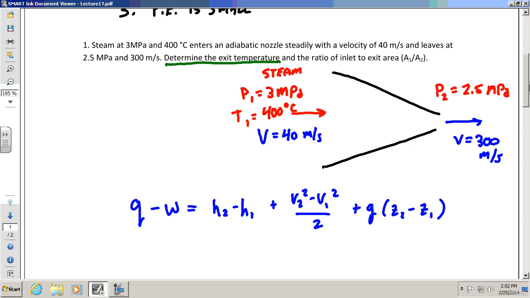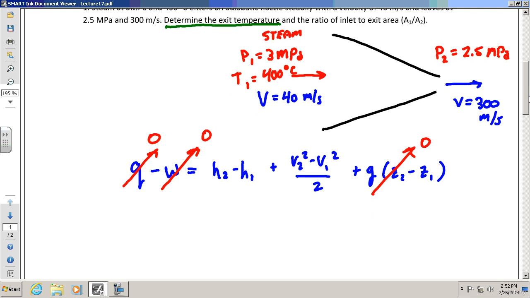Now, we got to make some assumptions here. This is going to simplify, right? It's adiabatic, so there's no Q. There's no work either. Good, no W. What else? Potential energy, we're not going to look at that either. Not for nozzles and diffusers. So all of a sudden, I've made a much simpler equation. In fact, I'll just write 0 equals H2 minus H1 plus (V2 squared minus V1 squared) over 2.